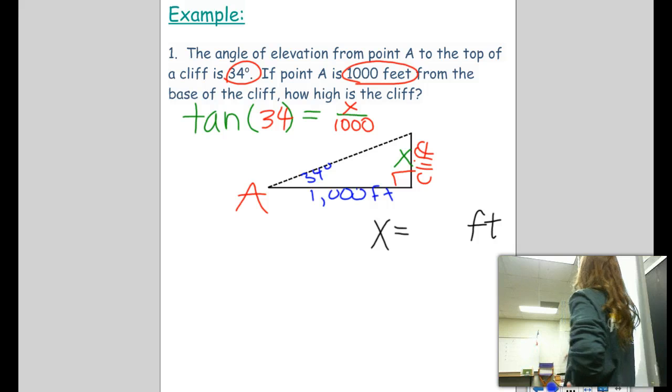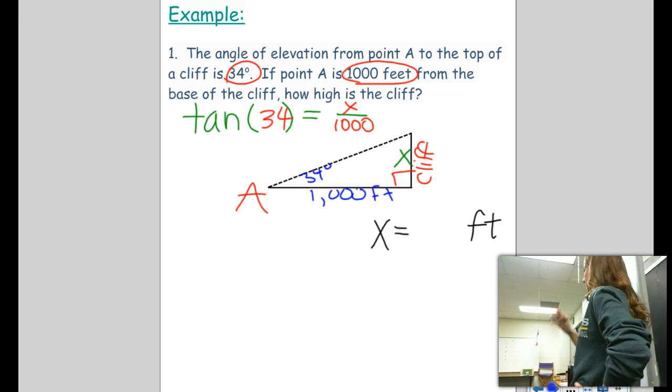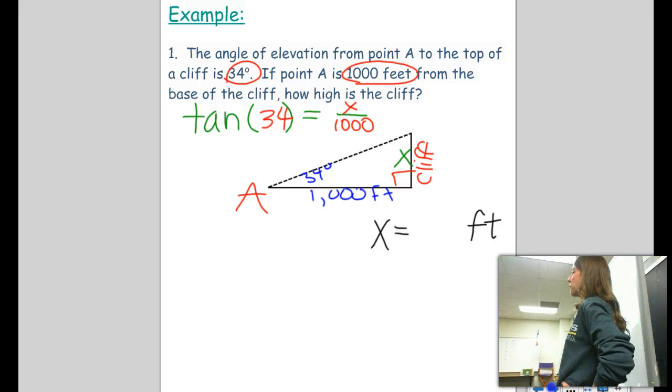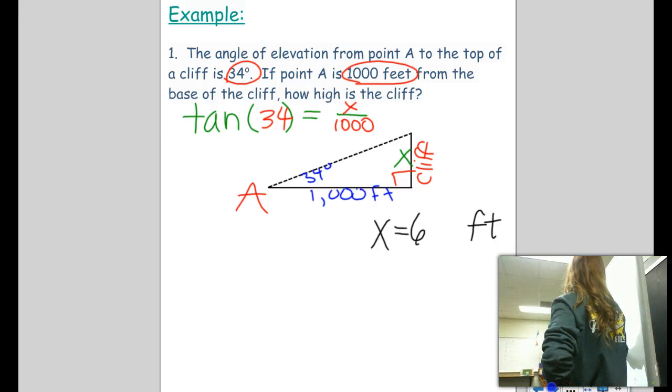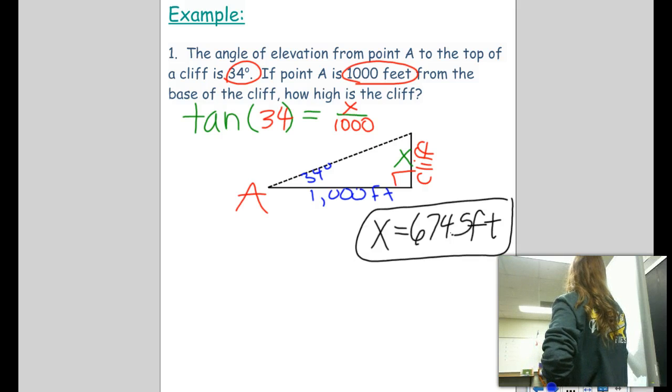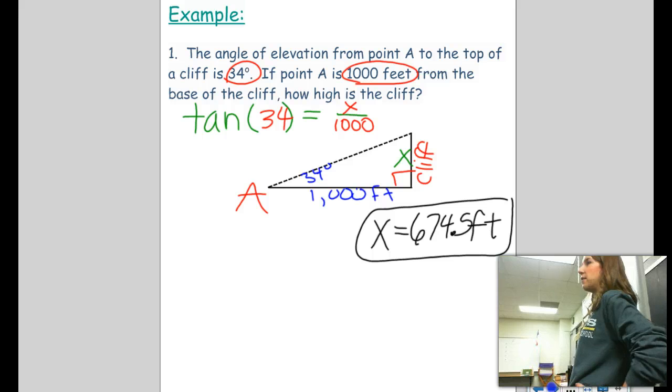Mode check, Julius. Mode check. If you get a negative answer, you're in the wrong mode. 674.5 feet tall. That is how tall our cliff is. Nice tall cliff. Don't stand at the edge of that thing.